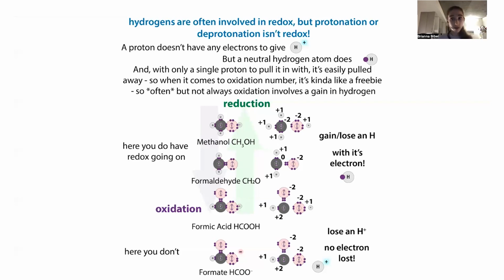Oxidation is often, but not always, accompanied by a gain of a bond to oxygen, or a loss of a bond to hydrogen. But if you have a deprotonation reaction, say from formic acid to formate, here you're just losing that proton. And because that oxygen would have owned it already, there's no electron lost in this interaction. There's no change in the redox numbers of either of these compounds. And this is not a redox reaction.